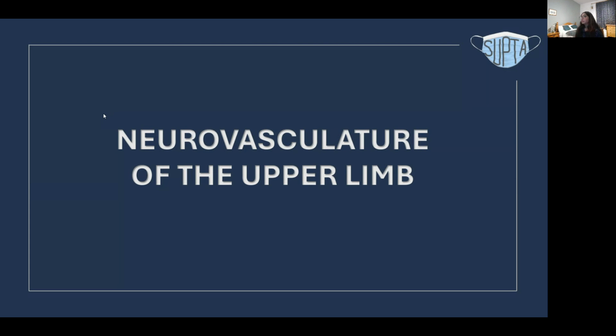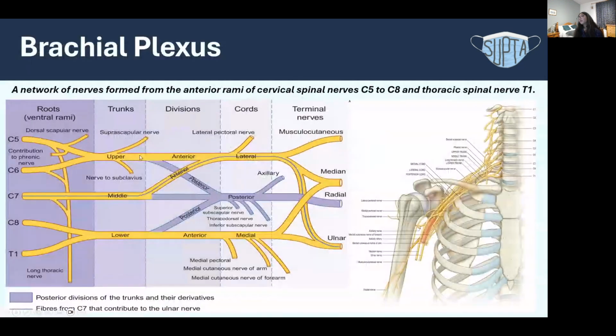So let's move on to our neurovasculature of the upper limb. Hopefully, this is a lot lighter than the muscles, right? So, classic brachial plexus. You either love it, you either hate it. There's no in between. But every med student has to know this at some point. Okay, so what is it? It's basically a network of nerves that are formed from the anterior rami of the cervical spinal nerves, and the nerves involved are C5 to T1.